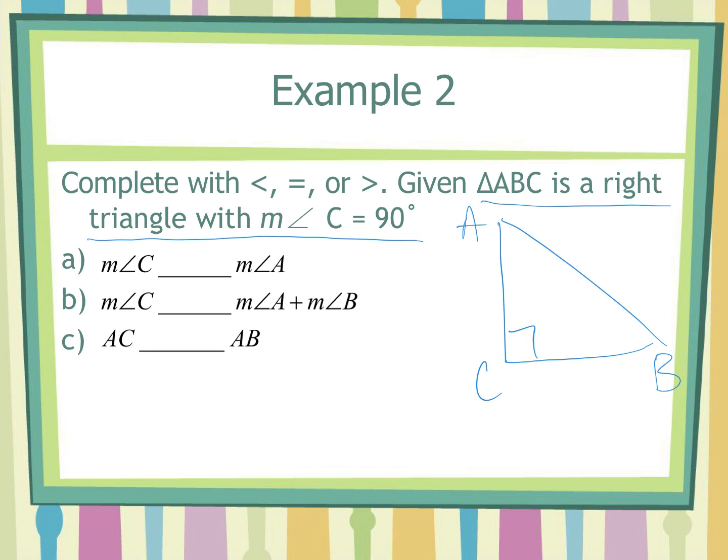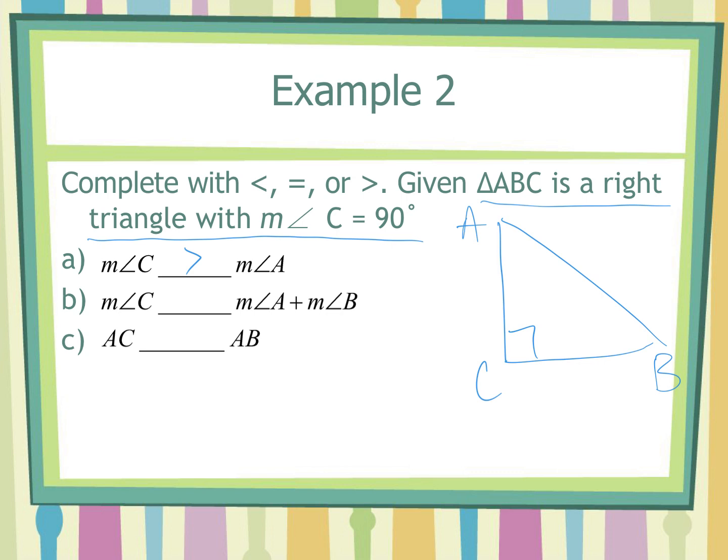How does the measure of angle C compare to the measure of angle A? It's greater. Why? Why, Daniel? Because if it's a right triangle, nothing can be greater than 90. But why couldn't A and C both be 90? Why couldn't they just be equal? Because it has to equal 180. Okay. And 90 is half of it.